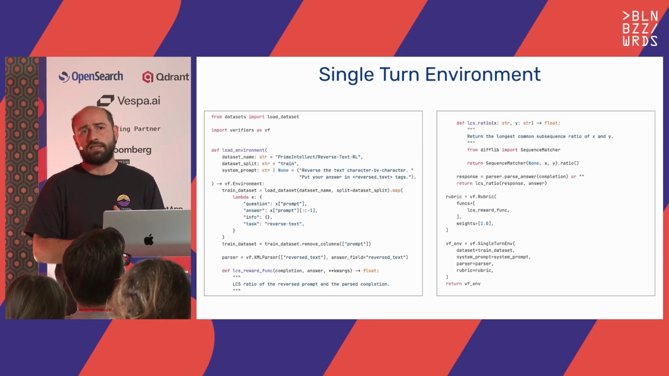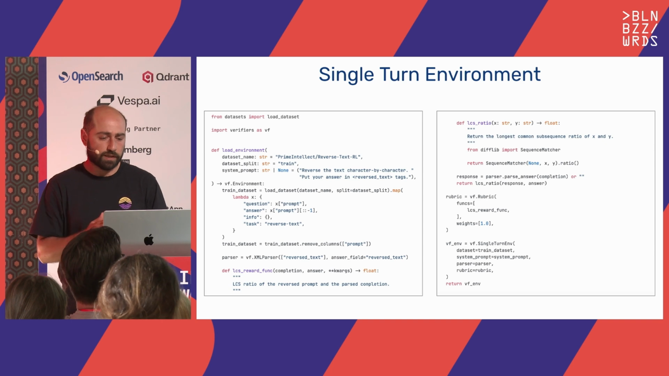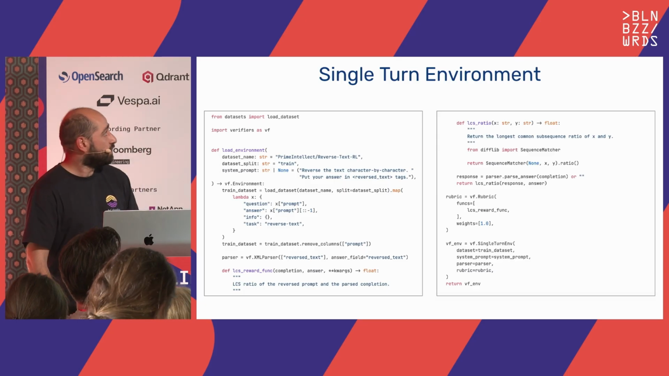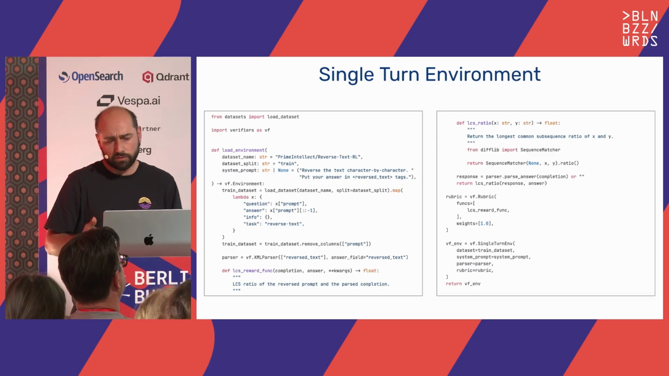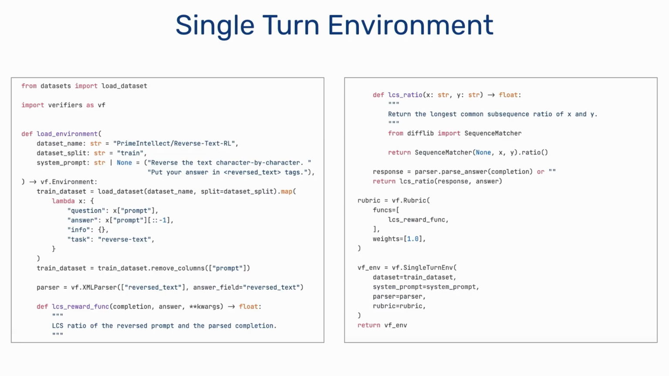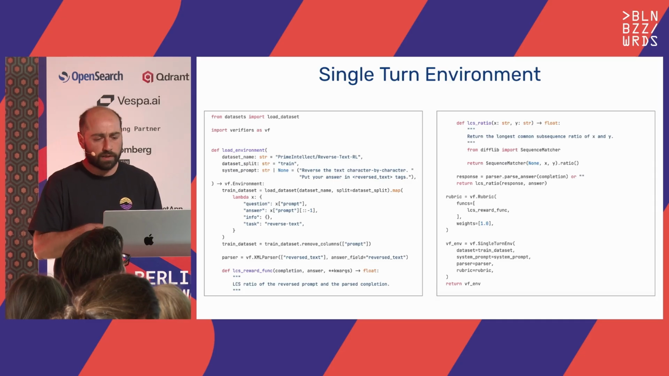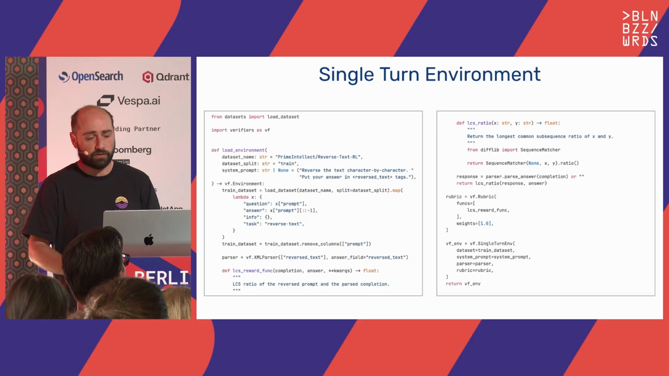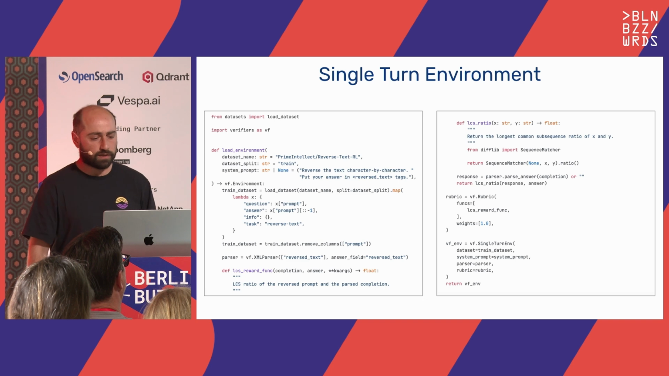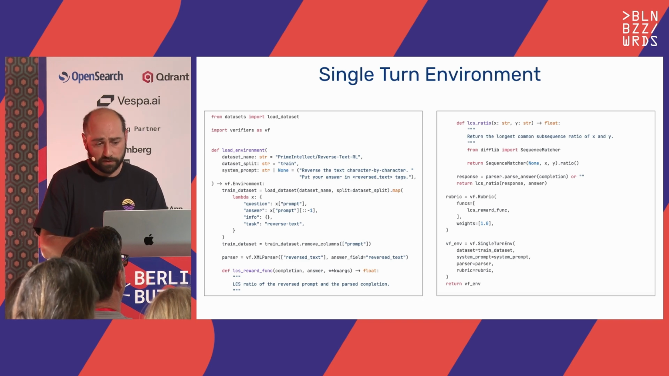But let's start taking a look at the simple verifiers environment. In this case, the task is to just reverse a paragraph of text. So here we can see the load environment function, which we can find in every verifier environment. And what happens here is that a dataset is loaded from Hugging Face, and here we map the text to reverse to the question field, and then we put in the answer the ground truth answer, which is the reversed text.